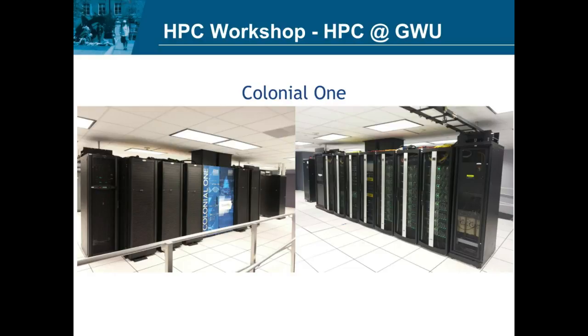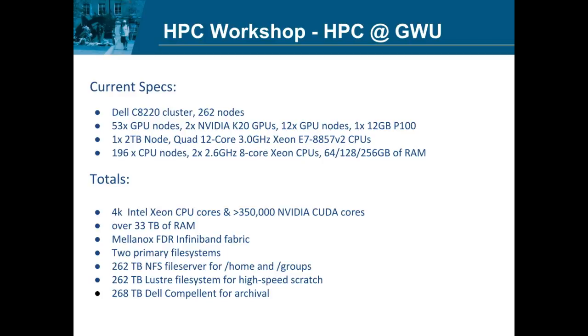I'm not going to read through all these, but we're up to 262 nodes. So a node is a full server. Not like a desktop computer, they are actually Dell servers. Each node has at least 12 cores, most of them have 16. I want to say 30 to 35% have GPUs if you need to do machine learning or anything like that.